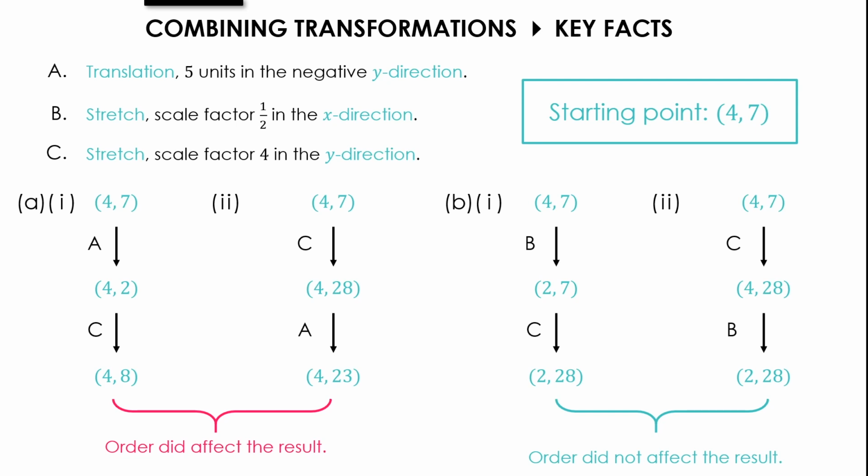Let's have a look in more detail at this example. So here it did affect the result. We did a translation in the y direction, followed by a stretch in the y direction. Notice that both transformations were applied in the same direction. In part B, we did B followed by C, stretch in the x direction, followed by a stretch in the y direction. Notice that they're applied in different directions.